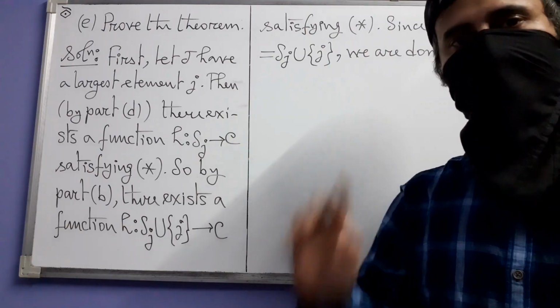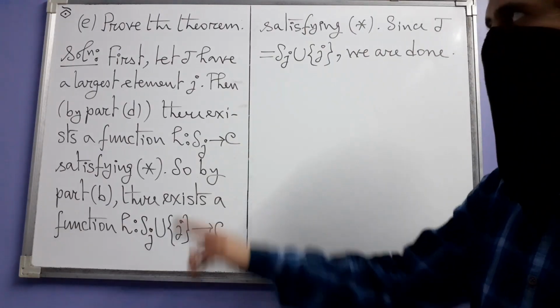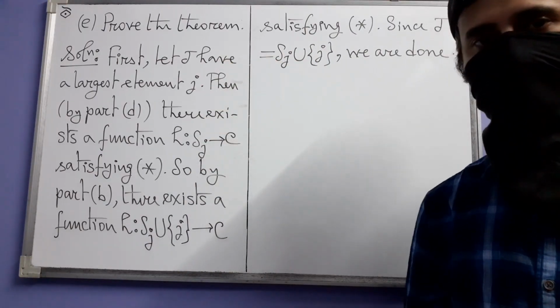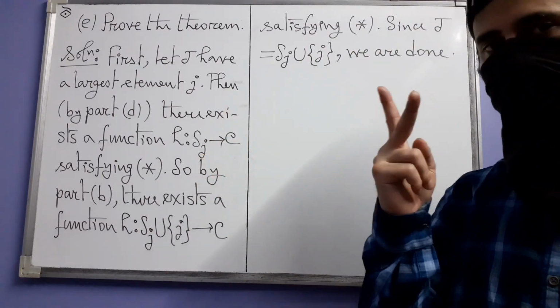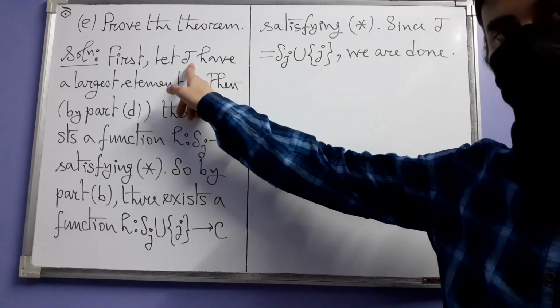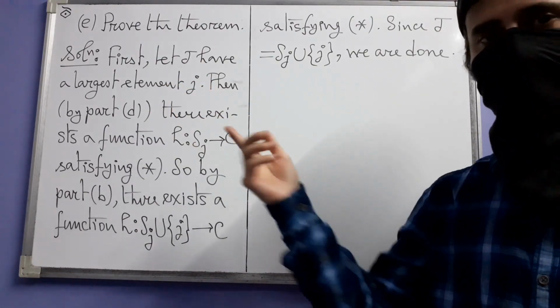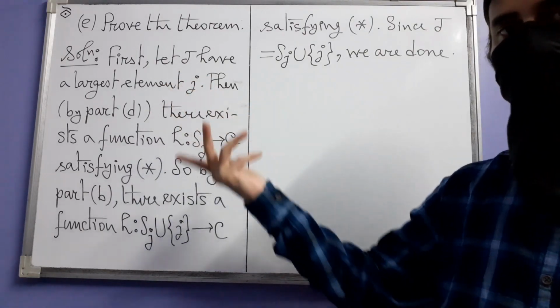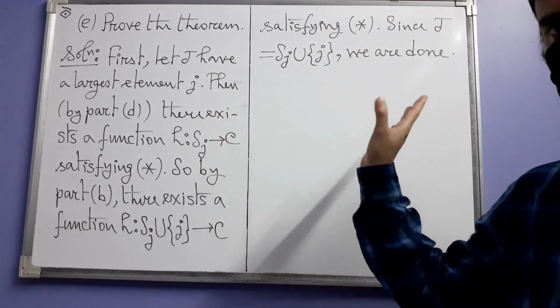Next we have part E. So this is the final part. Here we have to prove the theorem. And here also there are two cases. In the first case, we assume that the set J has a largest element, small j. This may not exist, so there will be another case on that.